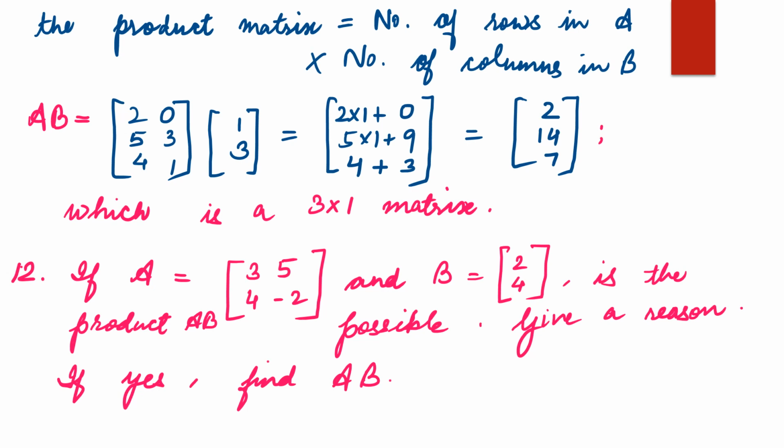If A is equal to 3 5 4 minus 2 and B is equal to 2 4, is the product AB possible? Give a reason. If yes, find AB.